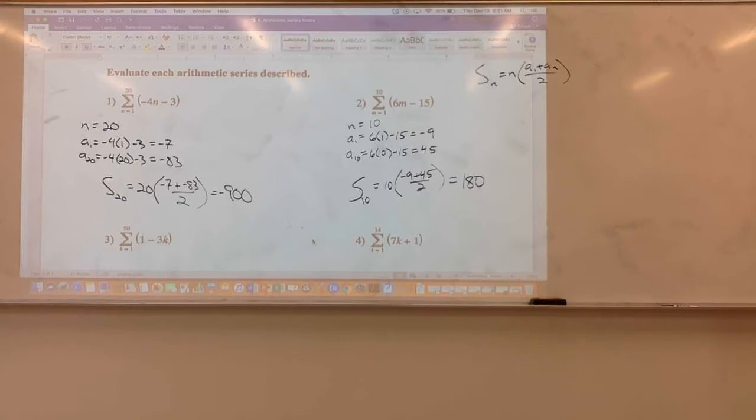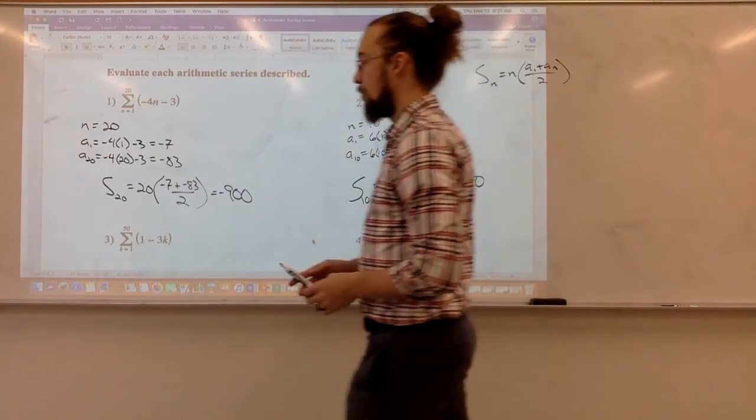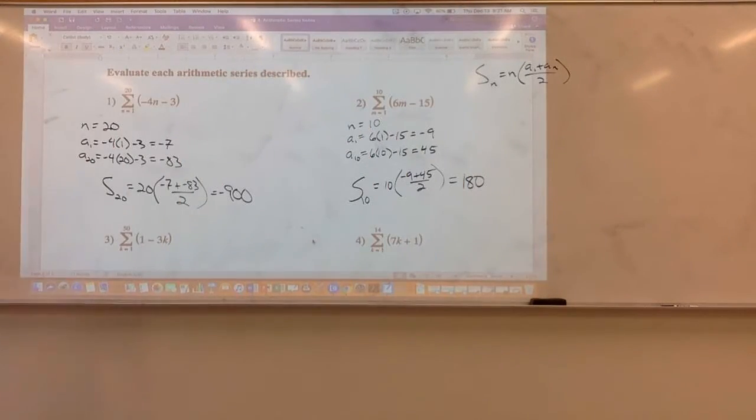Alright, we feeling okay with these? You guys go ahead and try 3 and 4. Number 3, find me the sum of the first 50 terms in this series. And number 4, 14 terms.